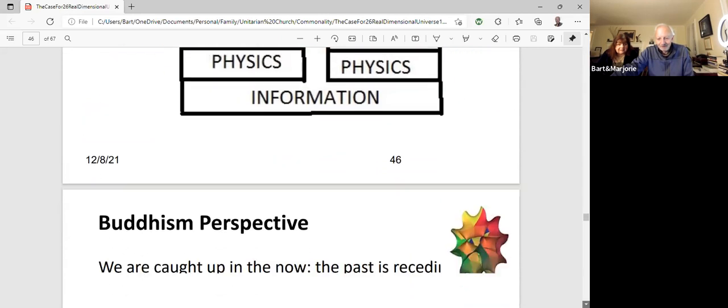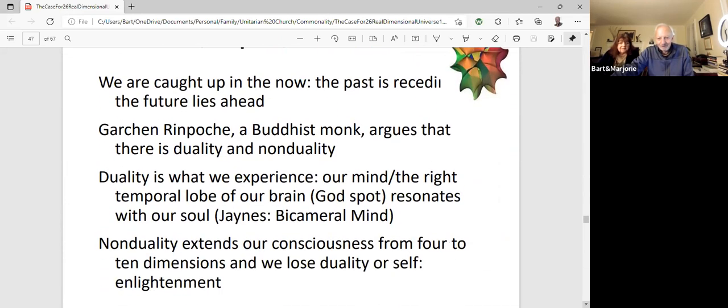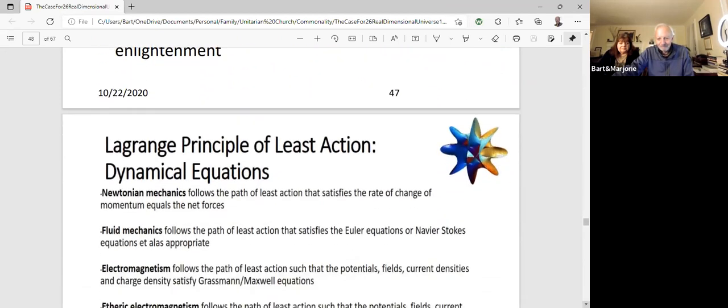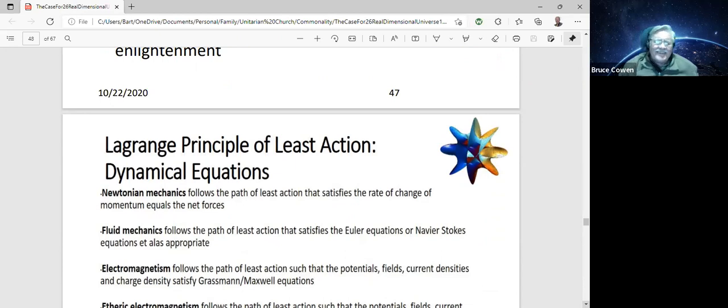And the thing that came with this is I just wanted to capture what Bruce raised before, that Garchen Rinpoche argued that there was duality and non-duality, and the duality is what we experience, but the non-duality really extends our consciousness up to these higher dimensional spaces, and we lose our duality or self. Did I do that okay, Bruce? Was that a correct representation? Yep, hello. Okay.